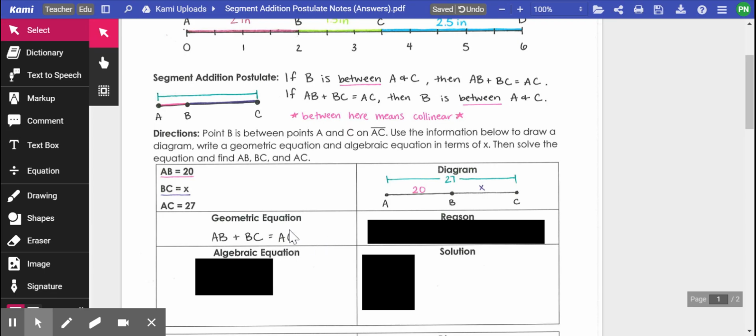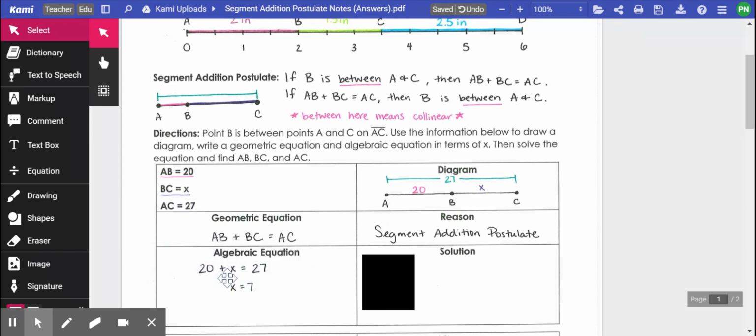Now, our reason for being able to write this is because of the segment addition postulate. That postulate is what allows me to write it. Now, the algebraic equation is just going to be me replacing the AB with 20, BC with x, and AC with 27. So I'm creating an equation and then solving it. So I solve for x and it equals 7, which I'm sure many of you could just do in your head. But again, it will get a little bit more challenging.